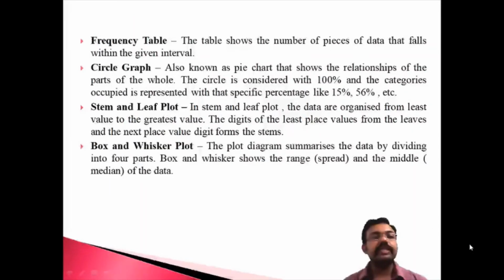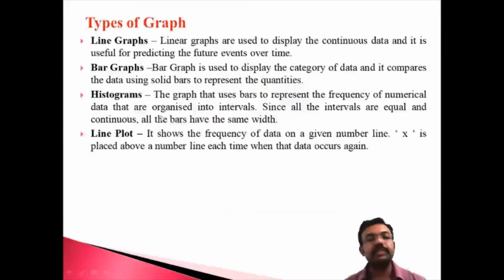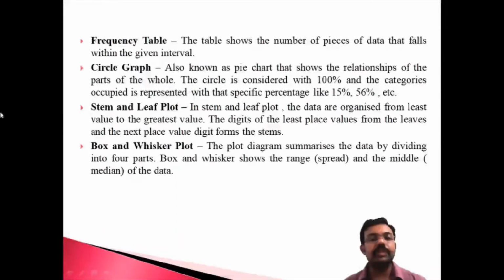Another category is the frequency table. The frequency table is another important graphical representation that shows piecewise data in given intervals. Another one is the circle graph. Pie diagrams are part of the circle graph. The circle graph represents a circle-wise arrangement of data, a 360-degree measurement. The circle is considered 100% of the category of data, also known as a pie chart, and it shows the relation between the entire information. That is a circle graph.